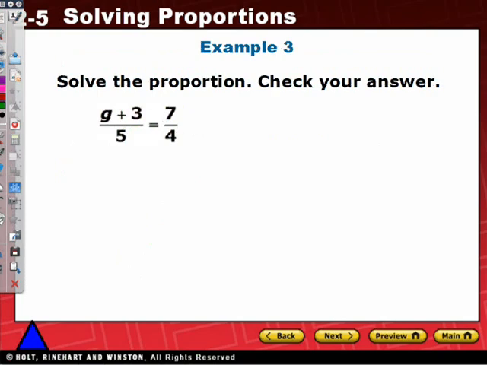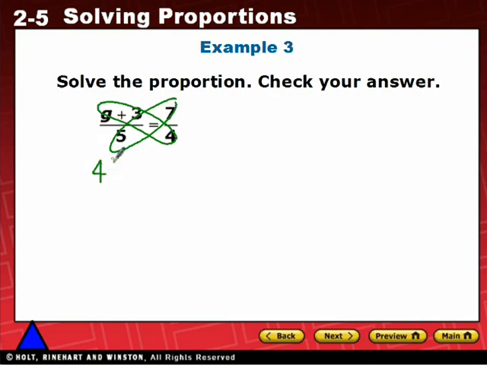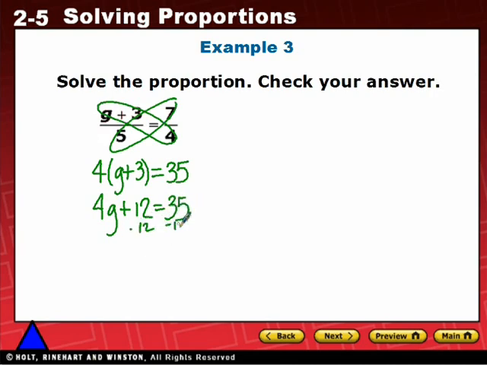One last one. Writing it down still, so you should have a lot of examples on your paper. Okay. Distribute when we multiply. So we get 4 times the quantity g plus 3 equals 35. And distribute, that's 4g plus 12 equals 35. Subtract 12 from each side, and you get 4g equals 23. Is that right? 35. All right, looks right. Okay, so g equals 23 over 4.